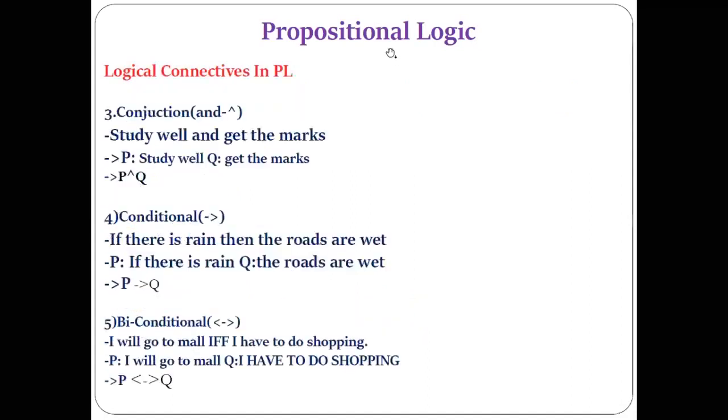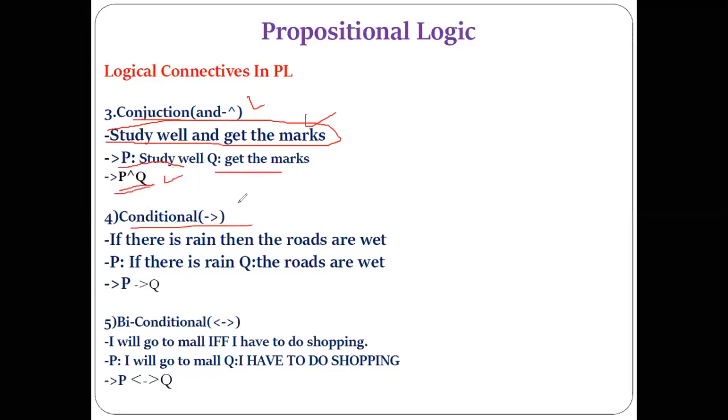If you want to see an example of conjunction, suppose you get a statement like this: study well and get the marks. First we transform it into simple sentences using propositional symbols. P means study well, Q means get the marks, and simply we can represent it using P and Q.